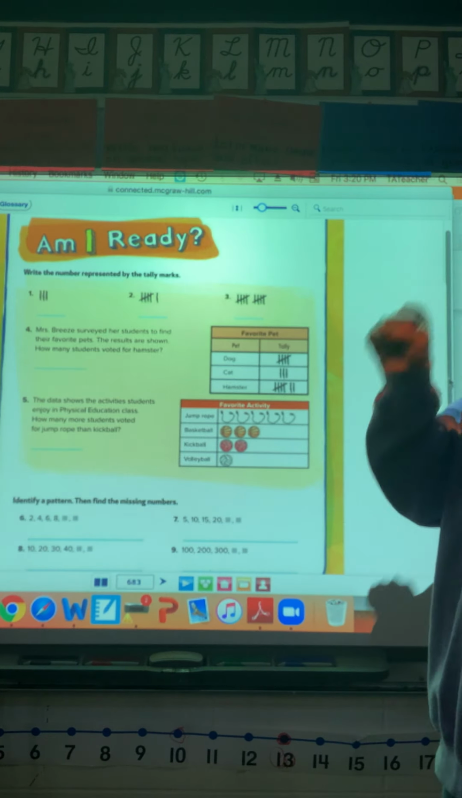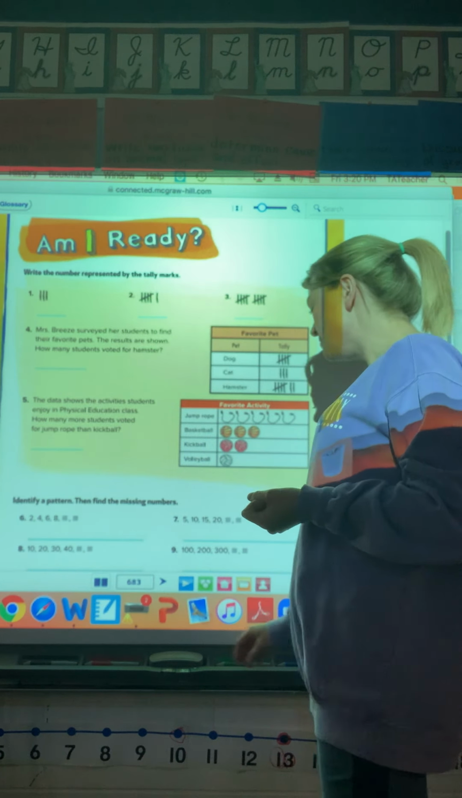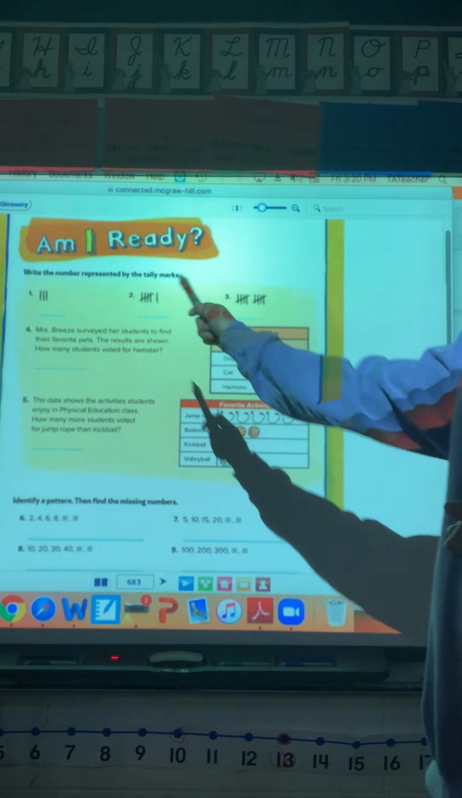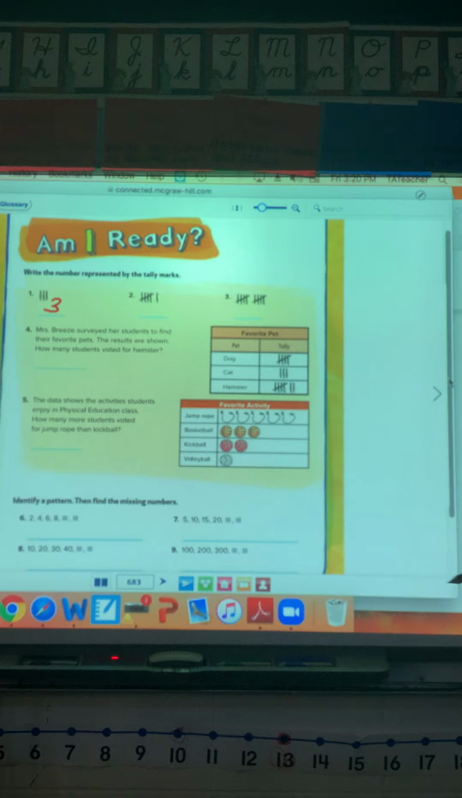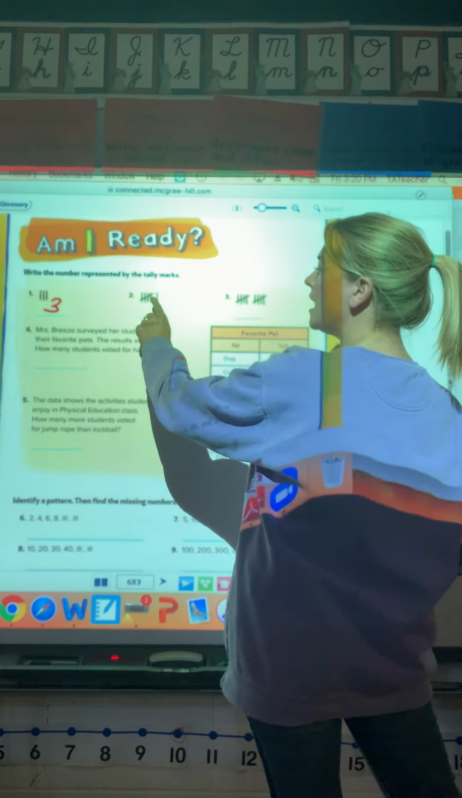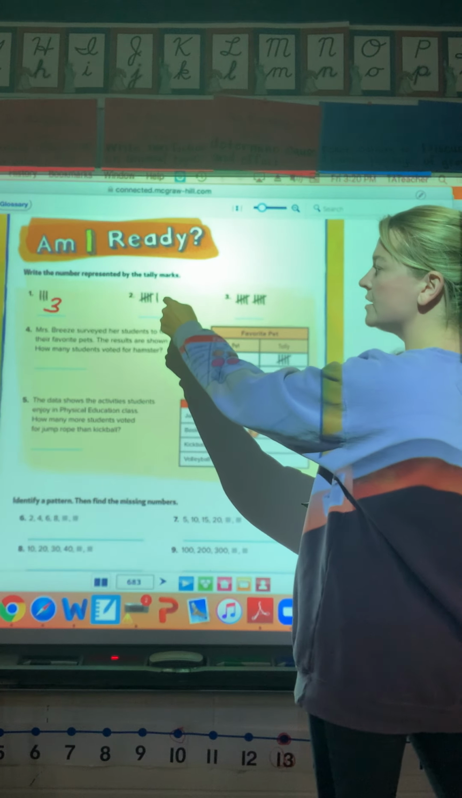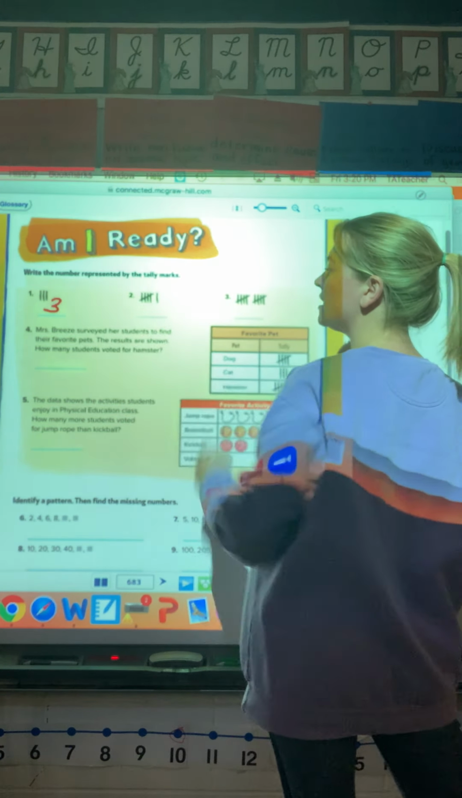683. Number 1 says write the number represented by the tally marks. We're doing tally marks, okay? 1, 2, 3. 3. All right, number 2. Now we know when we see this block, you learned in kindergarten with Miss Burchett, 1, 2, 3, 4. Number 5 shuts the door. So you know this is 5.